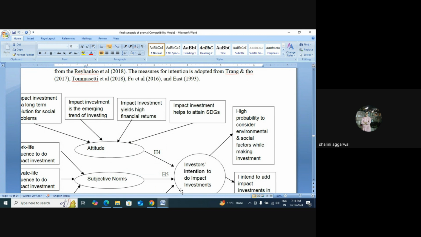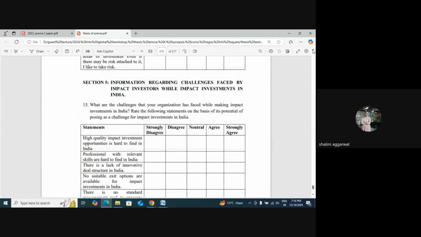No, the questionnaire has to be one. It will be in different sections. Like you just have a look at this. This is section 5, this is section 4.